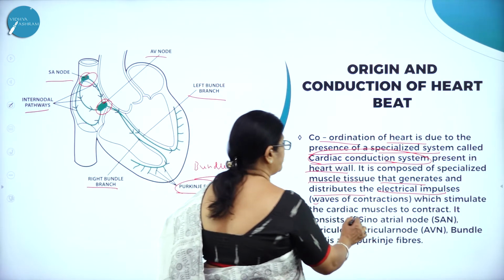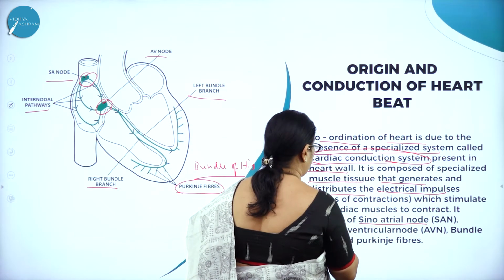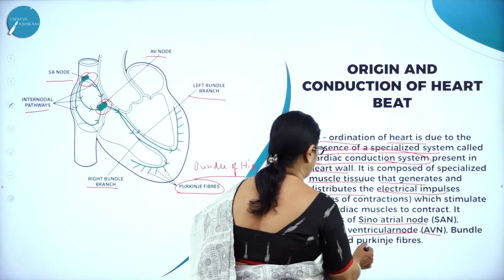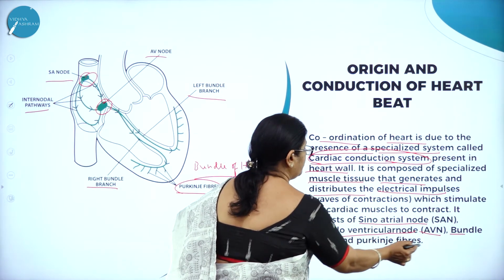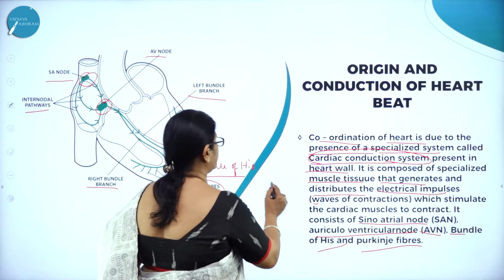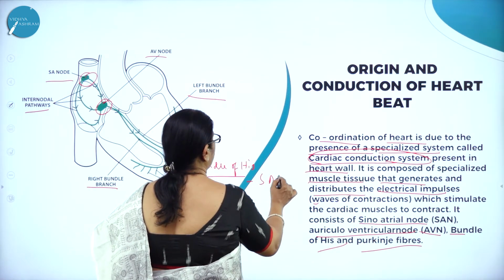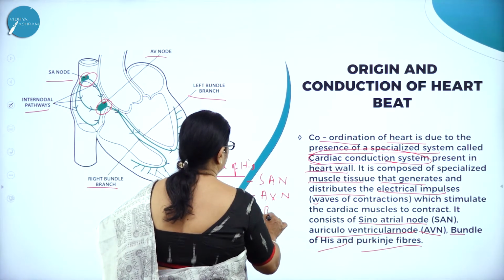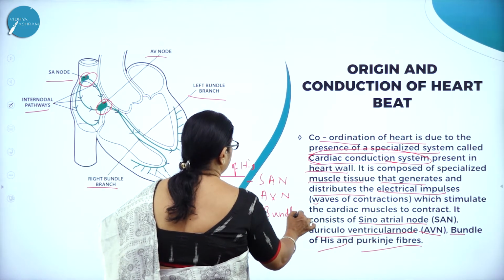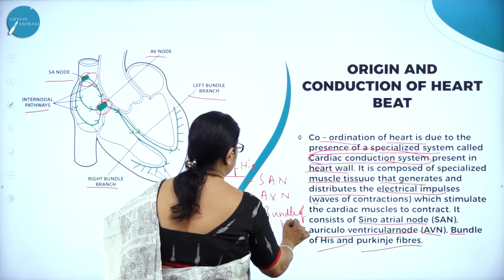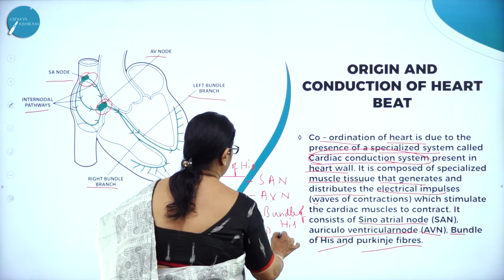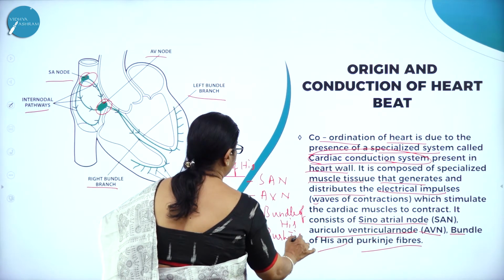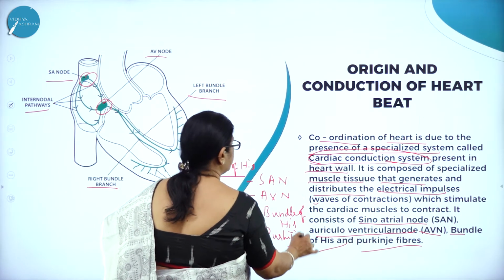So it consists of what? Sinoatrial node and auriculoventricular node, AVN, bundle of His, and Purkinje fibers, named after the scientist. So the ones which play a great role are SAN, AVN, bundle of His, and Purkinje fibers. All these play a role.